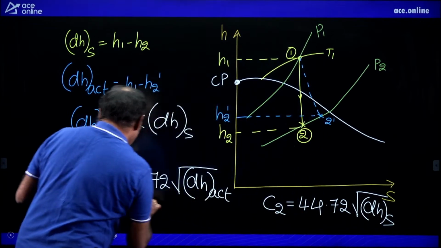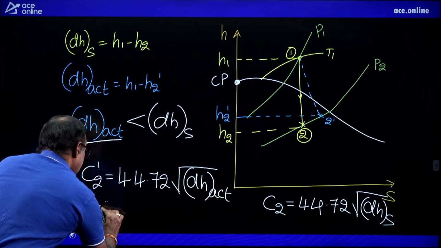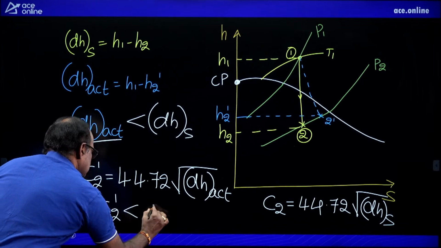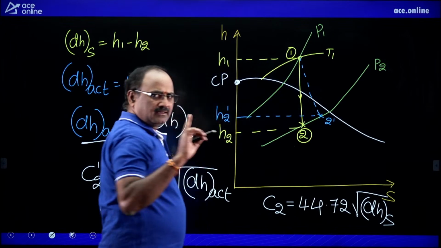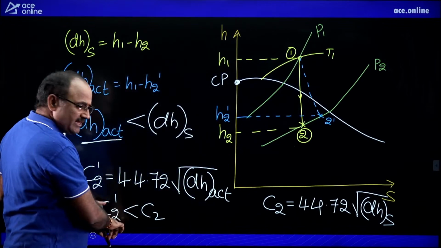And from these two relations, I can write that this C2 dash is less than C2. అంటే ఏంటి? ఫ్రిక్షన్ ఎఫెక్ట్ కన్సిడర్ చేస్తే కనుక the exit velocity is going to decrease.